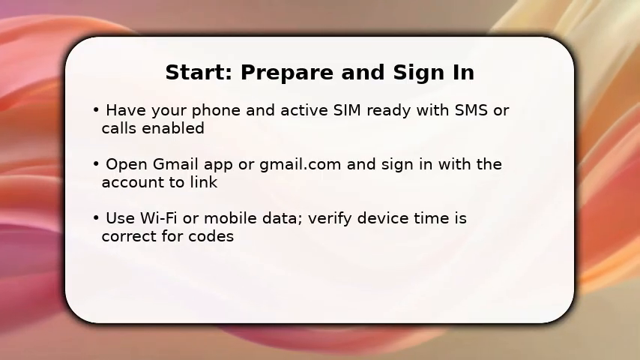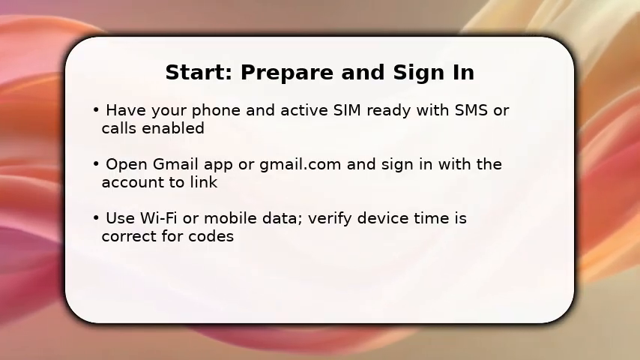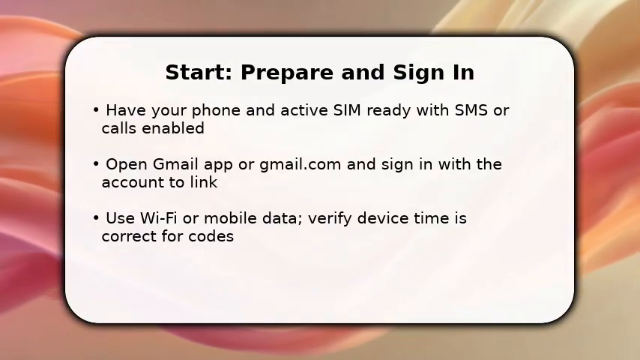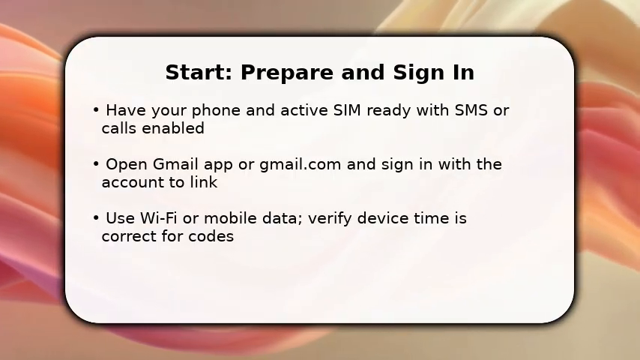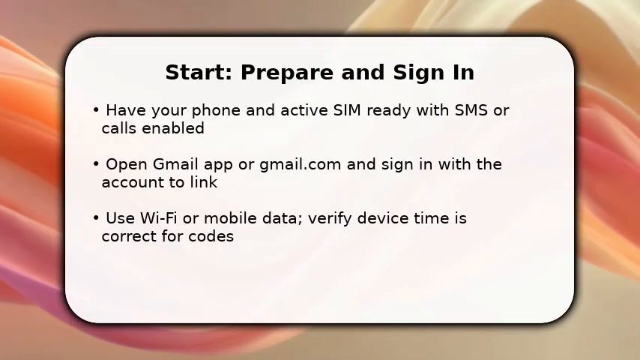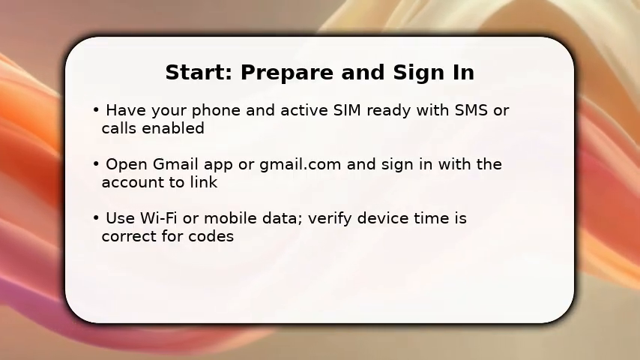You begin by signing into the Gmail account you want to add a number to. Make sure your phone is nearby and can receive SMS or calls. Once signed in, go to your Google account settings and select Personal Info. This is where phone numbers live.